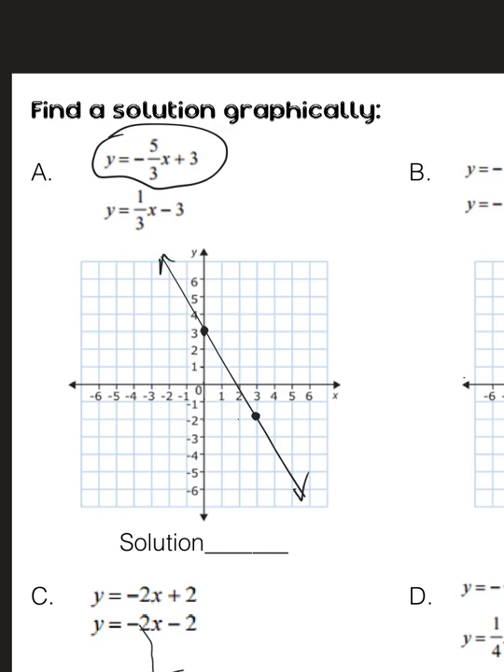I'm going to change the color for my second one. And my second one, my y-intercept is -3. My slope is 1/3, rise 1, run 3. Even though I already see where these are going to intersect, I'm still going to finish drawing my lines. The intersection point happens at 3, -2. That is the solution.